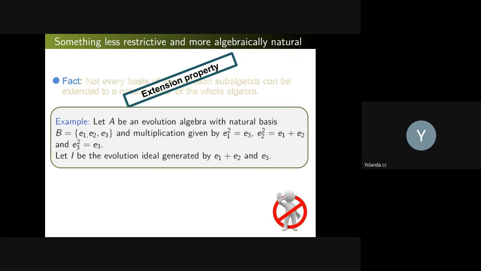Now we observe that not every basis of an evolution subalgebra can be extended to a natural basis of the whole algebra. When this happens, we say that the evolution subalgebra has the extension property. In this example, we see that there exists an evolution ideal whose basis can't be extended into a basis of the whole algebra. Okay? We know that these definitions, evolution subalgebra and ideal, are different from Tian's ones, which are more restrictive. For Tian, an evolution subalgebra is a subalgebra with both properties: it has a natural basis and the extension property too.